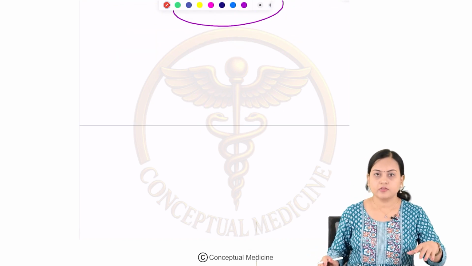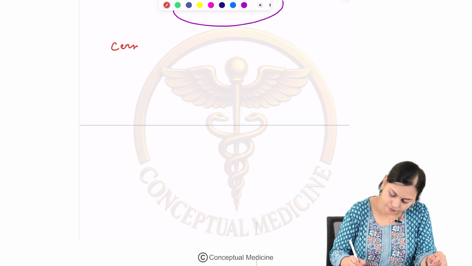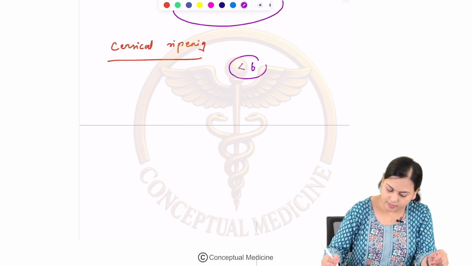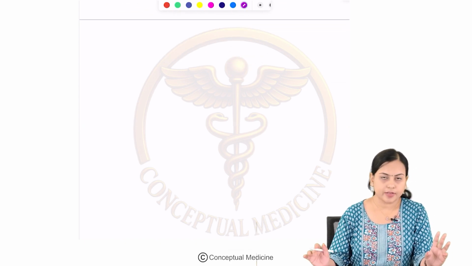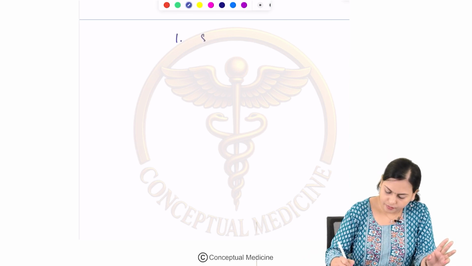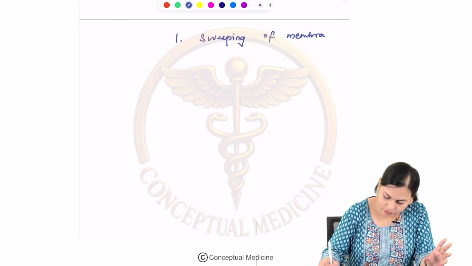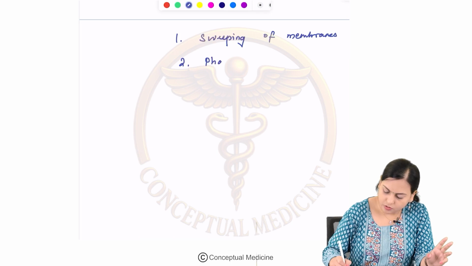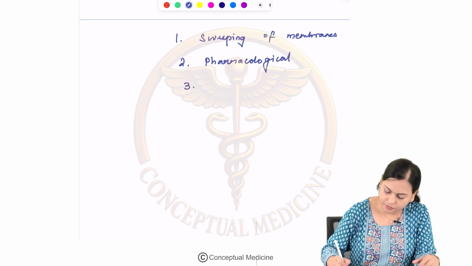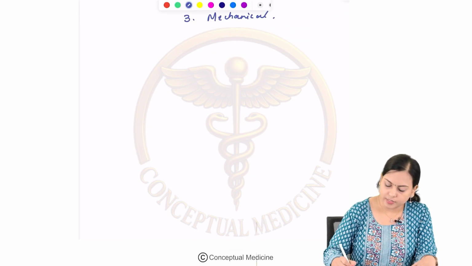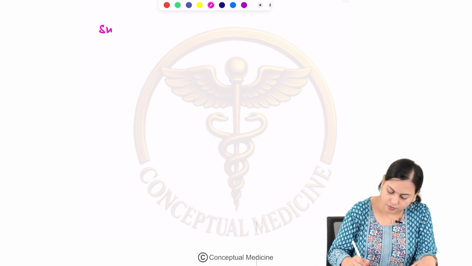Clear? You have to do cervical ripening when the calculated Bishop score is less than 6. Okay? So, for cervical ripening we have 3 methods. Number 1, you can go for sweeping of membranes. Number 2, you can do pharmacological methods of cervical ripening and number 3, you can do mechanical methods. Okay. So, we will see one by one now. First one is sweeping of membranes.